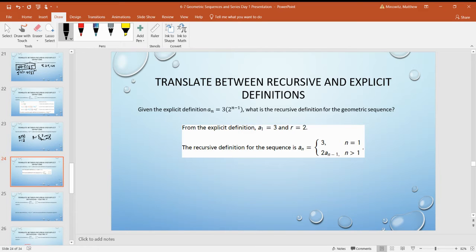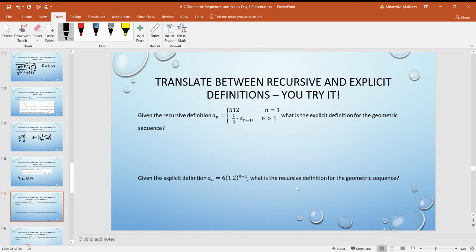And they wrote it exactly how I wrote it. They don't put the curvy brace around the end. I'm not sure why. But this tells us start at 3, multiply by 2. So it would be 3, then 6, then 12, then 24. That would be my geometric sequence. And sometimes it helps to write out a bunch of terms to see, is it doing what I want it to do?